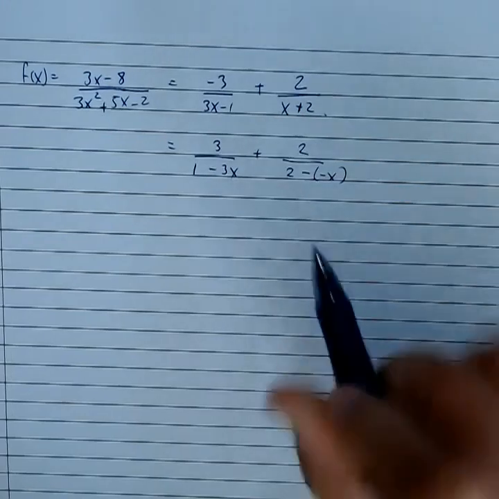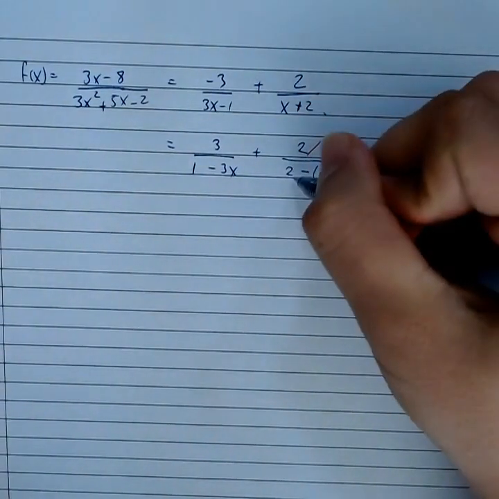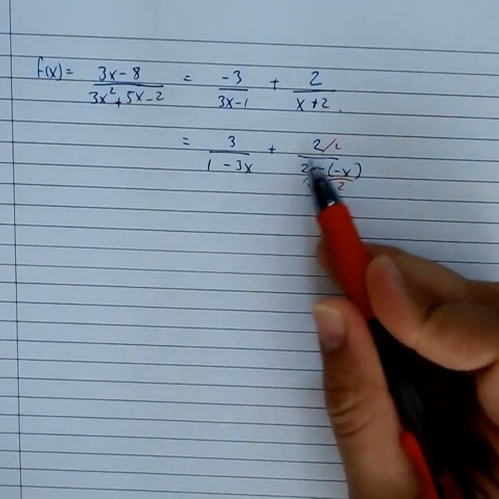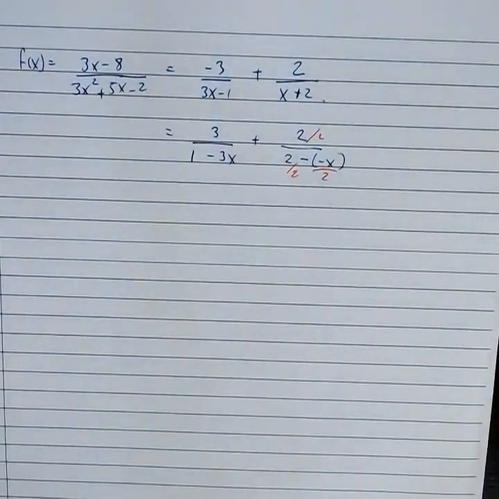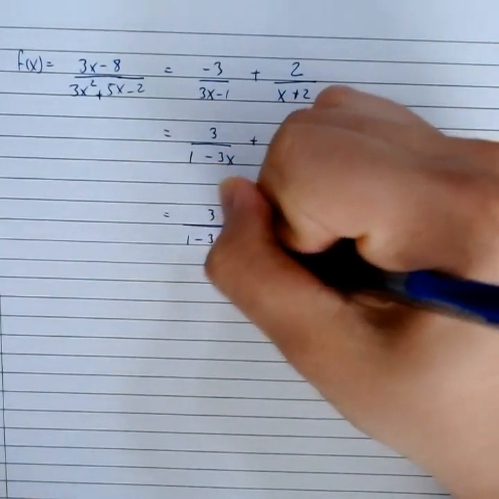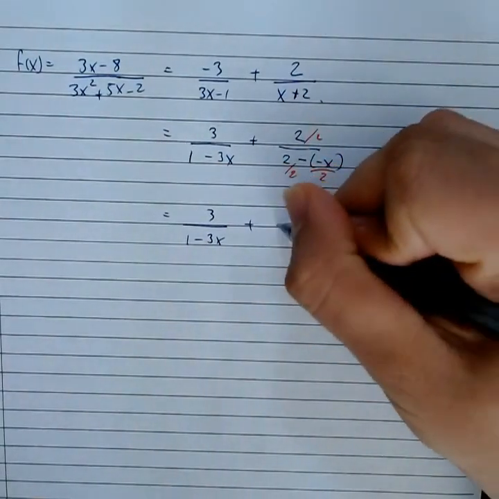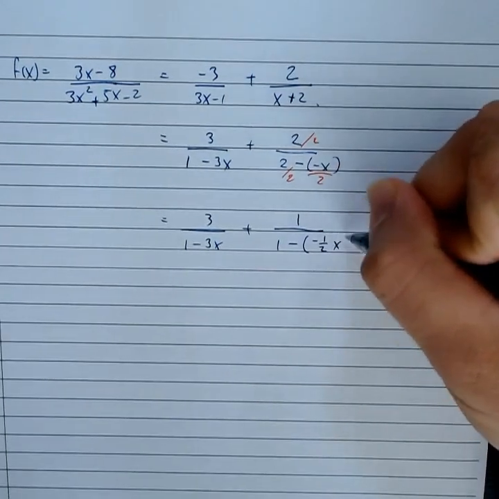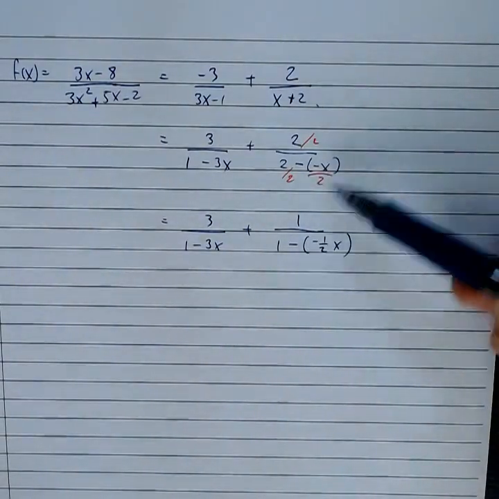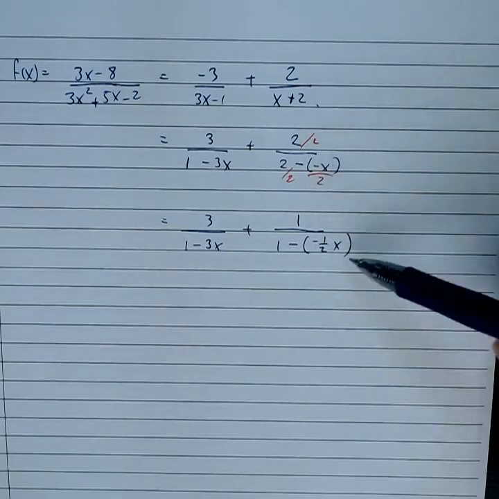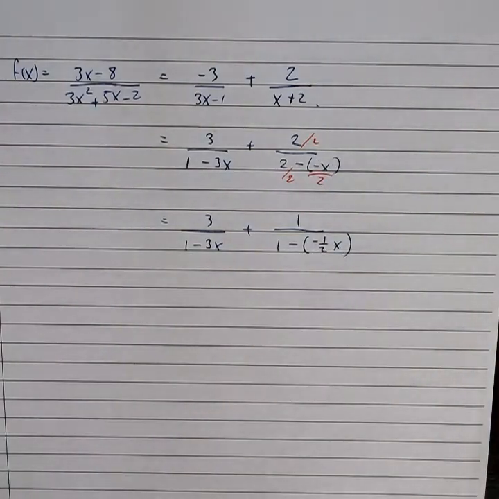Oh, well, that's not 1 yet. Okay, so let's fix that. Let's go and divide both the top and the bottom by 2. And the reason I'm dividing by 2 is this needs to become a 1. We don't really care about those. That needs to be 1. So here we can write this as 3 over 1 minus 3x plus 1 over 1 minus, and in here we'll write this as negative 1/2 x, minus negative 1/2 x. Oh, but now both of those are the results of geometric series.